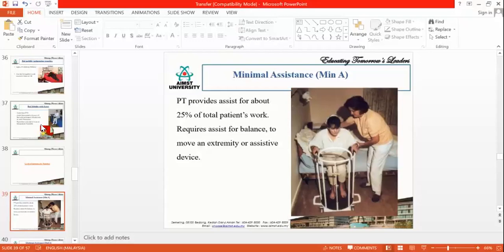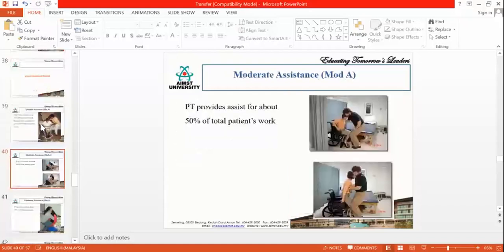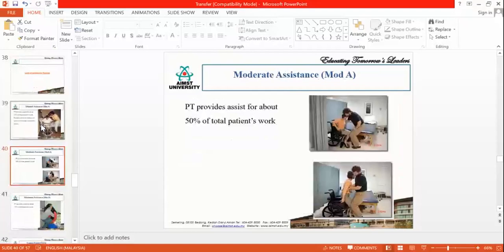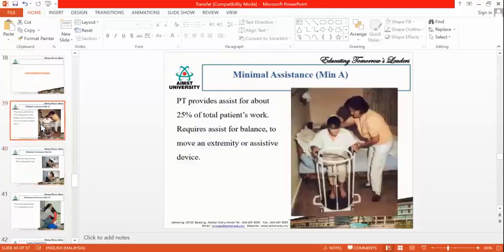Next, you have something called minimum assistance, moderate assistance, and maximum assistance. If the therapist is providing 25% of the work, then it is called minimal assistance. So if the patient is putting in 75% of the work and you are putting in 25% of the work, then it is called minimal assistance.